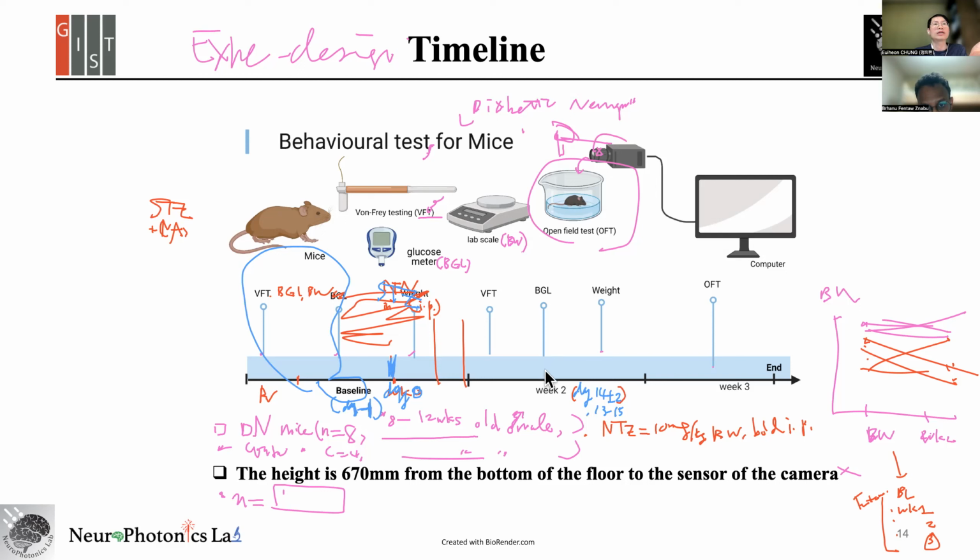And then you have measured these all together. Again, von Frey. I mean, it has to have an order. Blood glucose level is first. I don't know which one is your order, but to find out whether it's diabetic or not, and then von Frey, and maybe body weight. That's week 2.